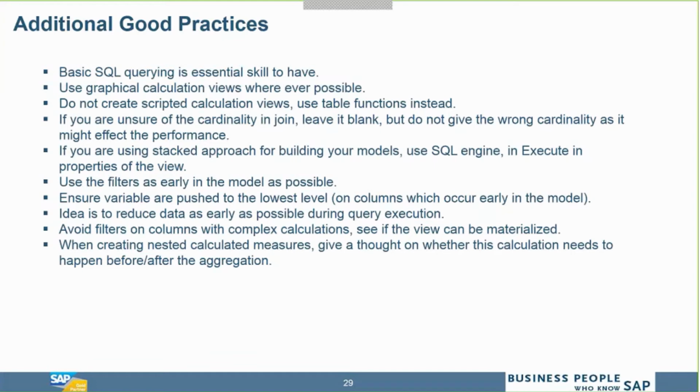Again, do not create scripted calculation views, rather start using table functions instead. When you're doing a join, if you're unsure about the cardinality, whether it is 1:n or m:n, don't mention it. You can leave it blank, and the system will determine it. But don't give a wrong cardinality, because I've seen it cause performance issues. If you are using a stacked approach, like the HANA Live approach I showed you, always execute things in the SQL engine, which is a property within the calculation view.